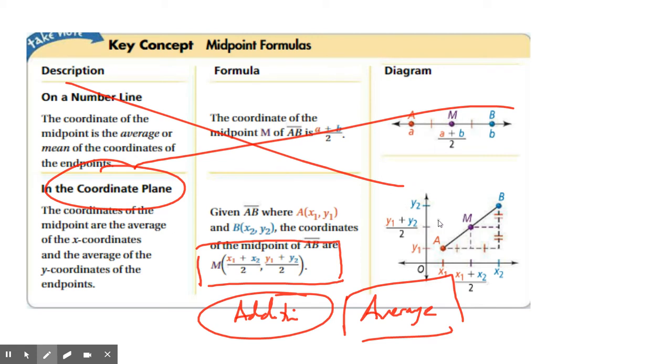Recall in some of the problems, they would give you, say, A and M. Remember that you can use the slope, rise over run, and you can count that, and then you can count that same slope to find the other endpoint. Remember doing that on the coordinate plane. That is a key type of problem you might see on the OST.